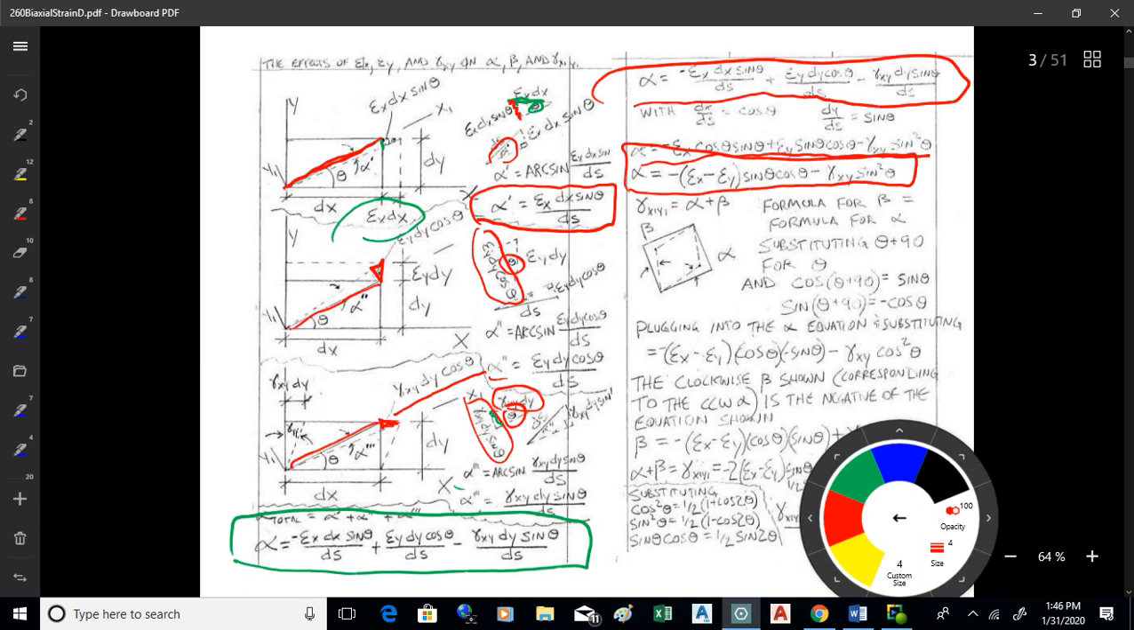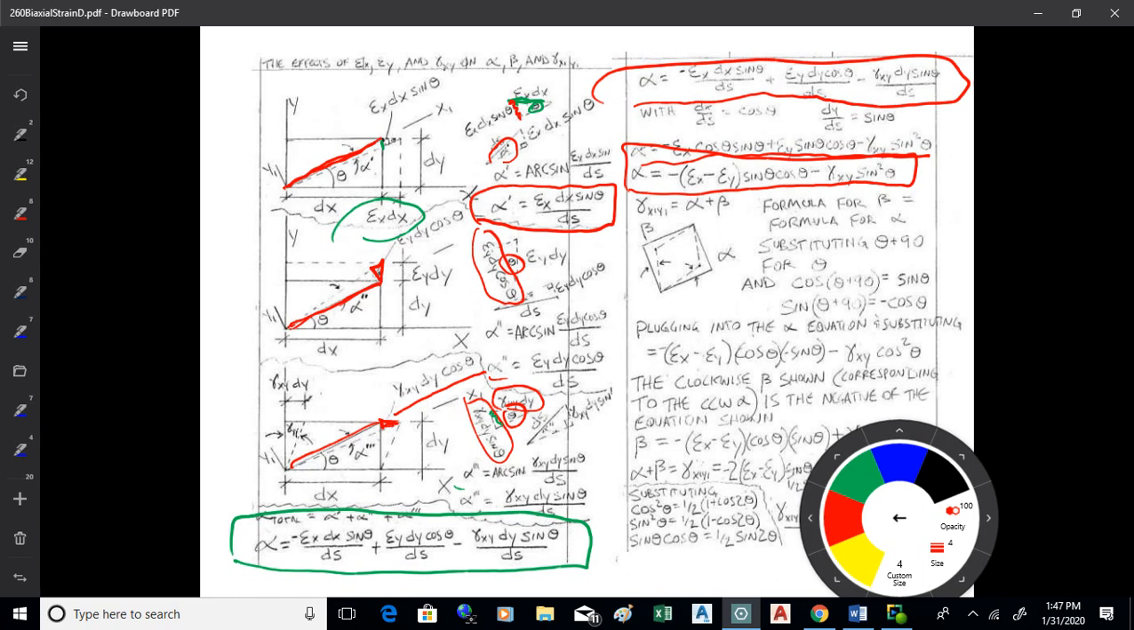So alpha, that angular change in the hypotenuse, is minus epsilon x minus epsilon y sine theta cosine theta minus gamma y sine squared theta. Okay? And that is formula 77. That tells me how this central hypotenuse line will rotate when I start applying strains of epsilon x, epsilon y, and gamma xy.